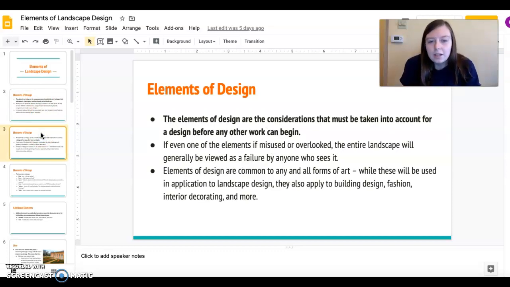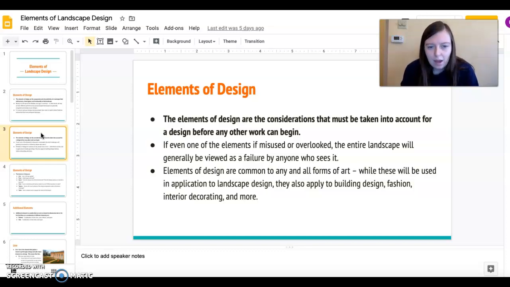Elements of design are the considerations that must be taken into account for a design before any other work can begin. So like we said in class, one of our last days, it was one of the processes that we went over. We can't start the landscape before that design is finalized. There might be some small tweaks and adjustments based off of what's available or things that change as it starts to come together, but it'd be kind of silly of us to just throw some plants out and then come up with a design later, I think.